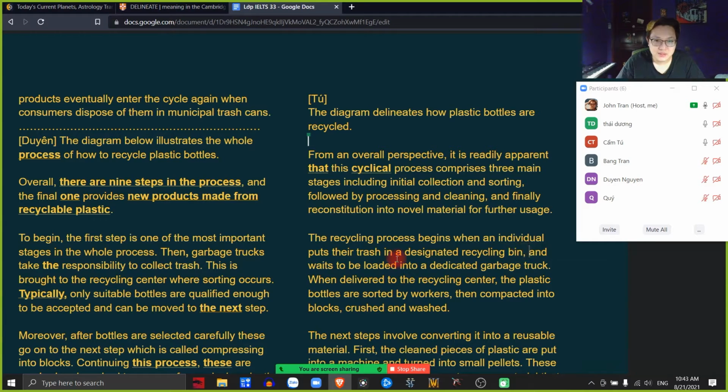And waits to be, who waits to be loaded. Ai chờ để được đưa vào cái xe rác. Cái câu này em đã nêu là một cá nhân. How do you know when there's one individual only?